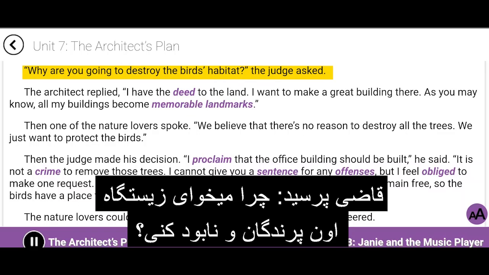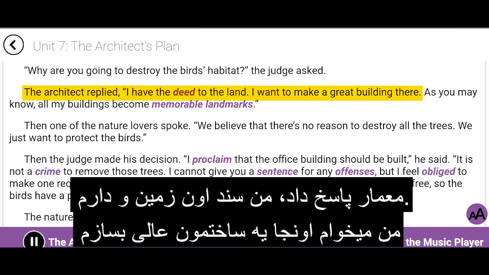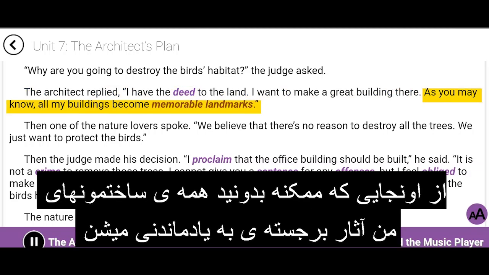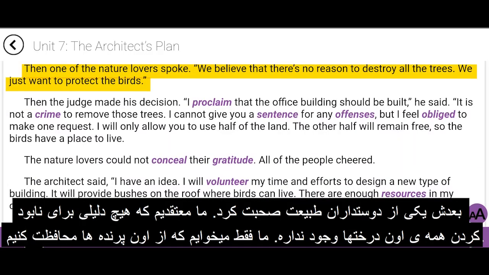the judge asked. The architect replied, "I have the deed to the land. I want to make a great building there. As you may know, all my buildings become memorable landmarks." Then one of the nature lovers spoke. "We believe that there is no reason to destroy all the trees. We just want to protect the birds."